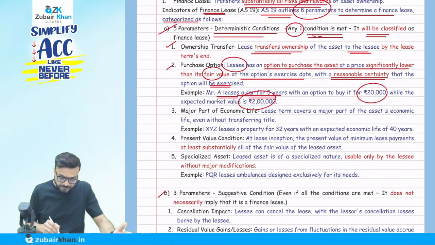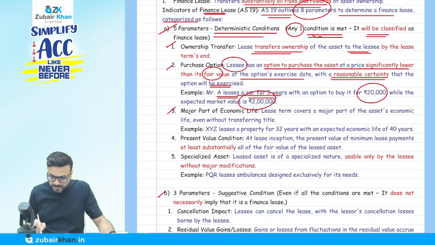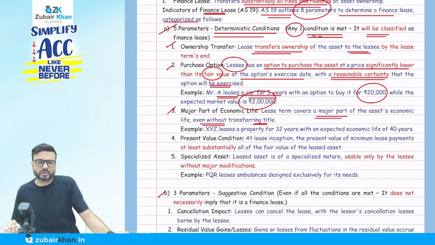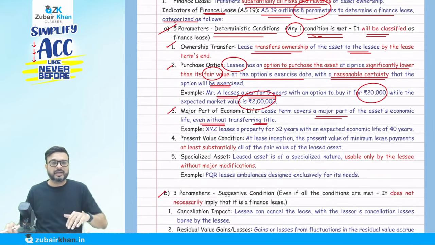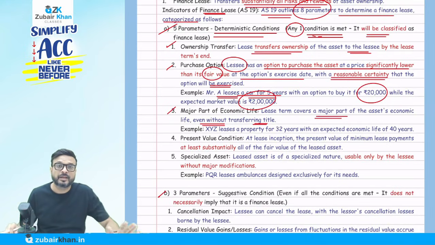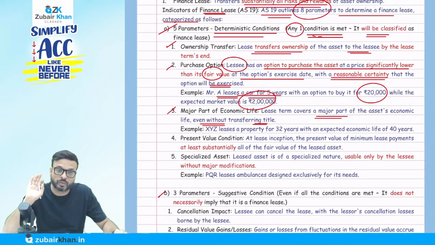Now third, major part of economic life. The lease term covers a major part of the asset's economic life even without transferring the asset. Now, it is not necessary to call it a finance lease that the asset should be sold at the end of the life of the asset. It is not necessary. They say if the major part of the economic life of the asset is used by the lessee, we are going to call it a finance lease.